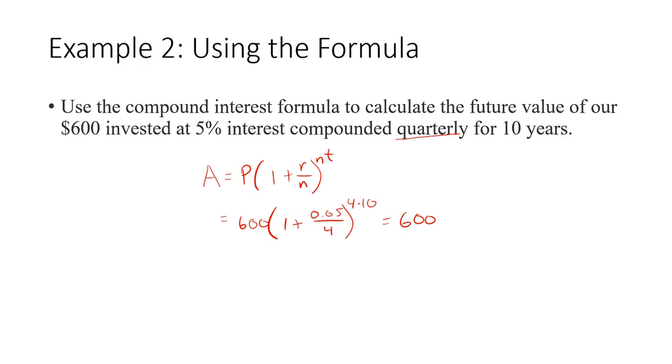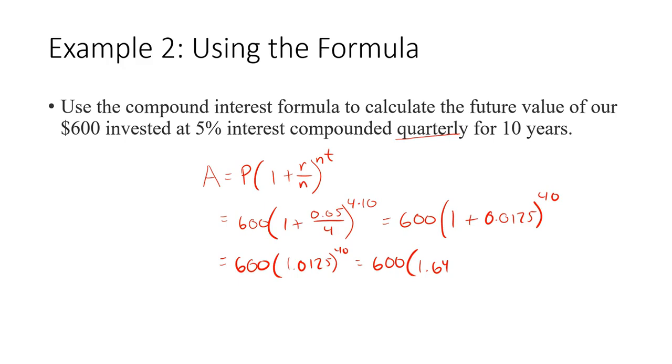Again, it's important to know what order you do this in your calculator. 0.05 divided by 4 is 0.0125, and 4 times 10 is 40. When you put this in your calculator, do the part in the parentheses first. That's 1.0125 to the 40th power. Now we want to raise that number to the 40th power. That gives you 1.643619, for a total of $986.17.